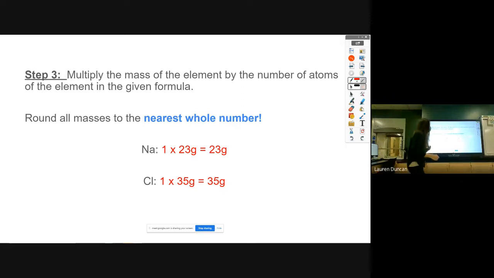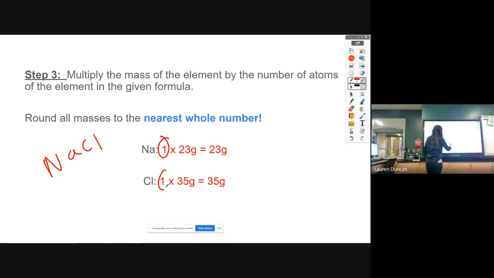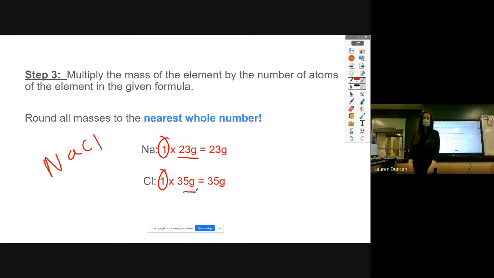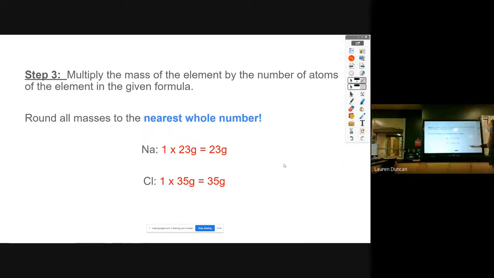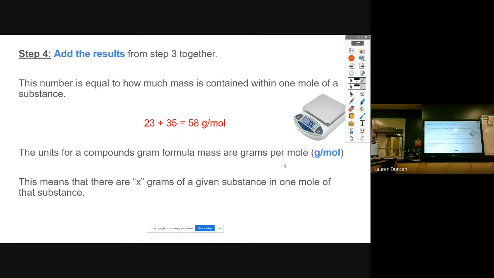So we just saw sodium in NaCl, but we're trying to calculate the GFM for the mass of 1 mole of sodium chloride molecules. I have 1 Na and 1 Cl. I would multiply the number of atoms of each element by the rounded mass from the periodic table. We just saw sodium's mass rounds to 23. Chlorine's mass, you have to take my word for it, would round to 35. And then the last step would be to add those results together.